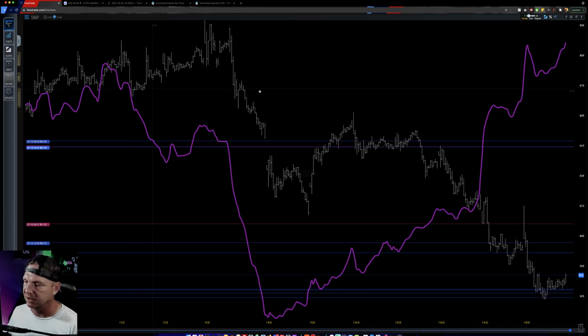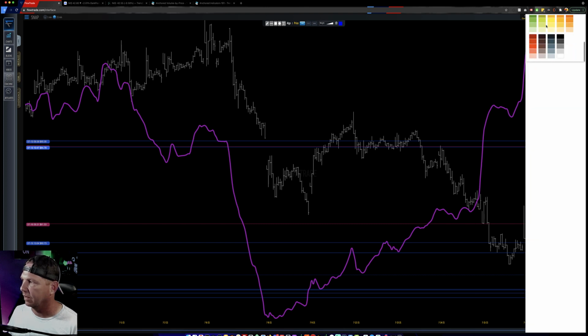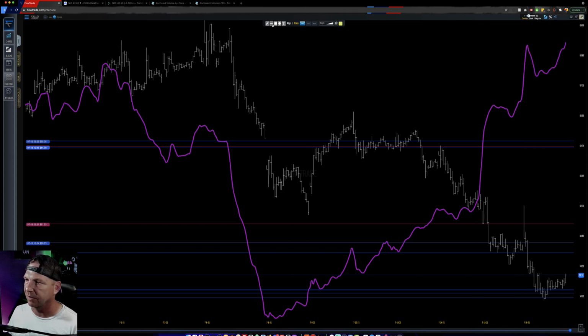I feel like there's a rotation out of tech into beaten-up stocks, actually. All right, this is pretty significant bullish divergence. Let me show you what the algo is doing, and then I'm going to show you how price is interacting with some pretty significant dark pool levels here.